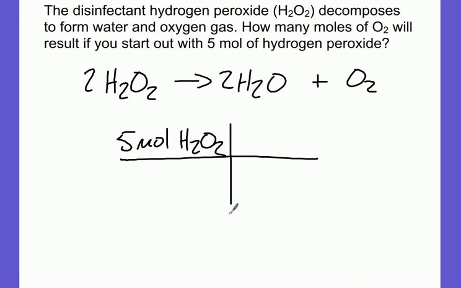So this one's actually pretty simple. I just have to do one thing. I have to do a mole ratio. I've got 5 moles of hydrogen peroxide right now. I want to know how many moles of oxygen are going to be produced. So all you have to do is do a mole ratio that cancels things out. It's 1 mole of oxygen for every 2 moles of hydrogen peroxide.